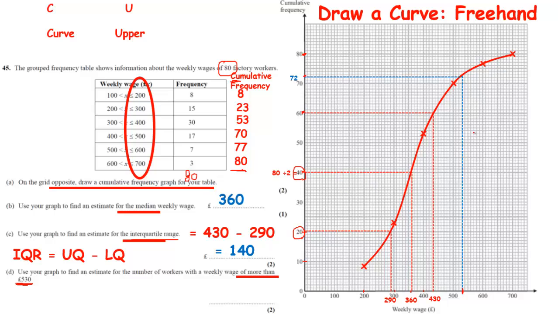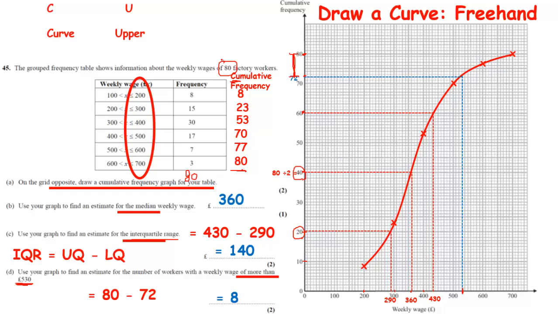A lot of people just write 72 in their answer, but remember the question asks how many people got more than 530. I need to work out the size of this gap. That's the number of people who got paid more than 530 pounds. In other words, 80 take away 72. 80 take away 72 is 8. That is my answer to part D.